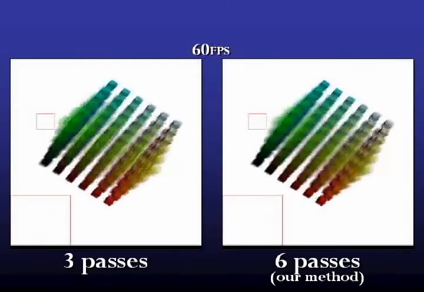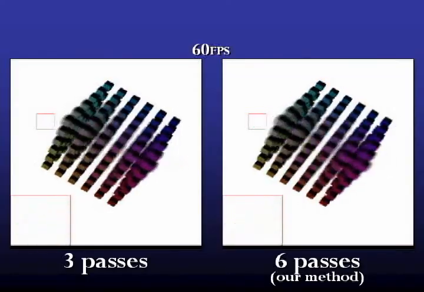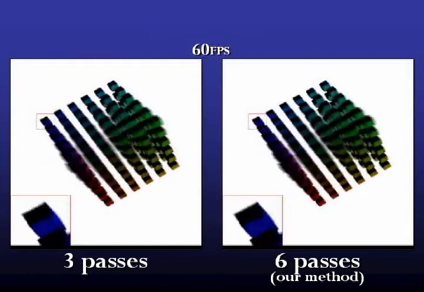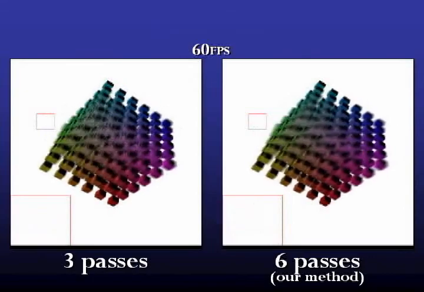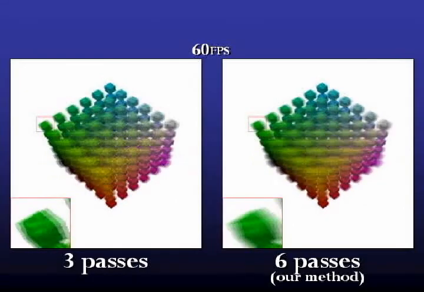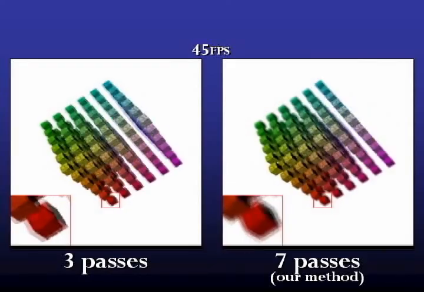Now we show a motion blur example. In this comparison, a 3-pass example that uses the brute force method is shown on the left, while our reprojection result using 6 passes is shown on the right. Both methods render at the same speed. As you can see, the reprojection method produces a higher quality result.